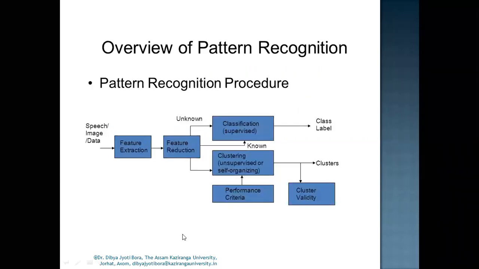Now look at this diagram, an overview of pattern recognition. In the last class, I told you we have different types of data, like structured data and unstructured data. You have seen that images are also data, and they are unstructured in nature. We have speech, and we have normal data from database tables. So from those input data, the first task is to extract features. Our first task will be feature extraction.